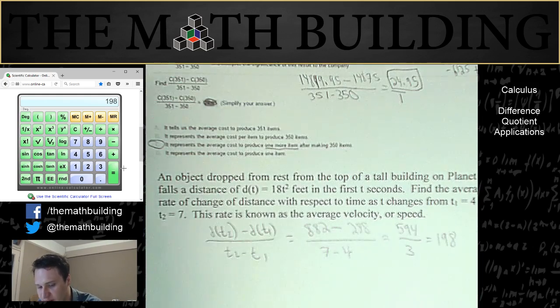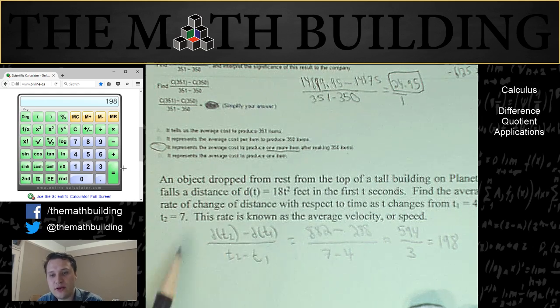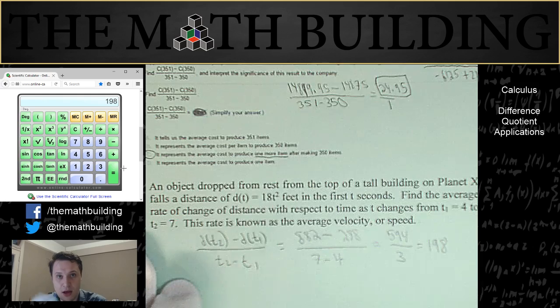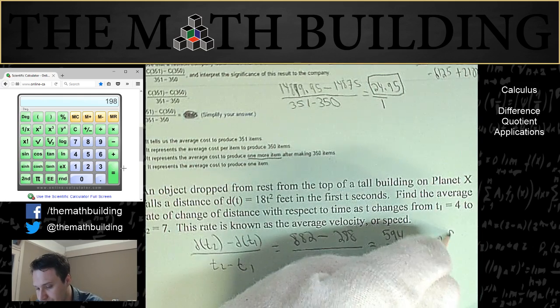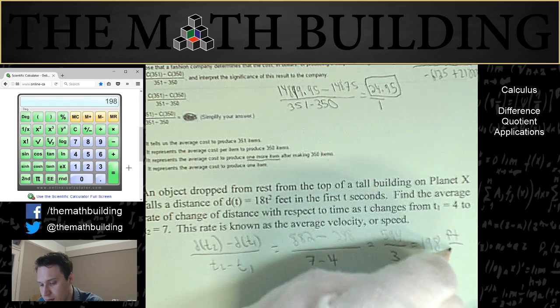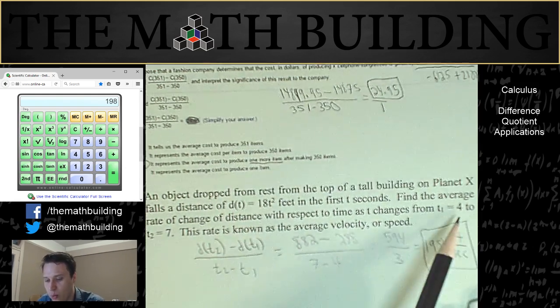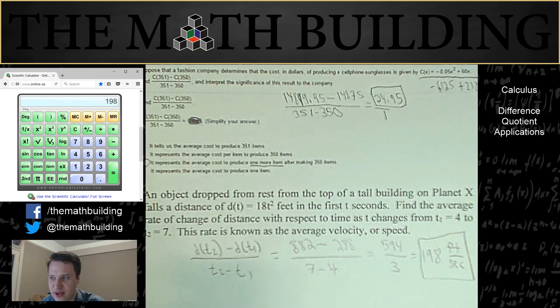Now, what are the units on this? They tell us that it's average velocity. And so when we do this average rate of change formula, this average rate of speed formula, remember, you're going to get a rate because we're looking at your average speed. So this is going to be feet per second. So the average rate of speed when you're going between 4 and 7 seconds of an object that's falling on planet X is 198 feet per second.